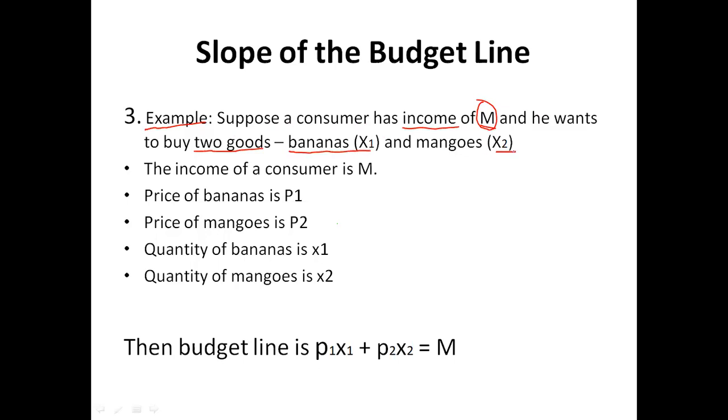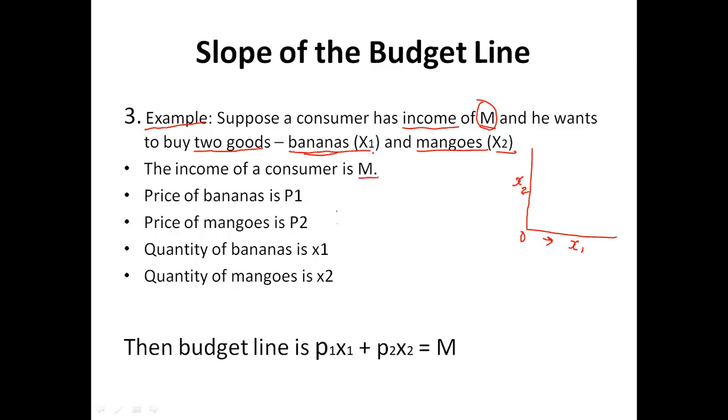x1 and x2. I've told you always, again I'm repeating, students, this is 0, this is the x-axis; the good on the x-axis is always x1, the good on the y-axis is always x2. So the consumer is buying two goods, one is bananas, the next is mangoes, x1, x2. The income of the consumer is M.